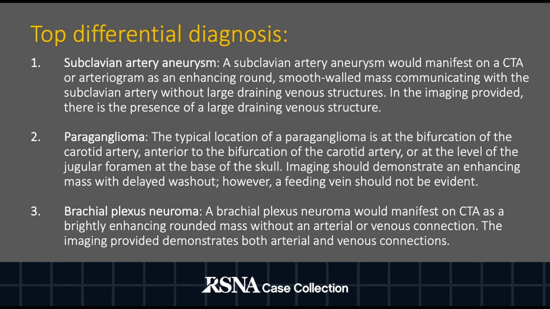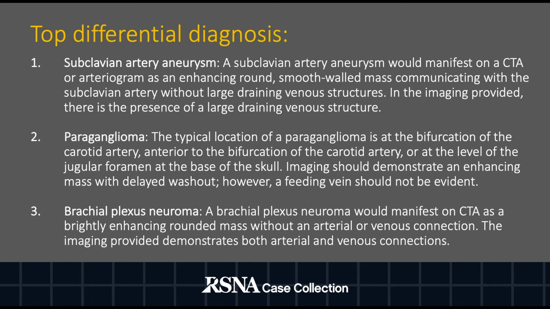Paraganglioma. The typical location of a paraganglioma is at the bifurcation of the carotid artery, anterior to the bifurcation, or at the level of the jugular foramen at the base of the skull. Imaging should demonstrate an enhancing mass with delayed washout. However, a feeding vein should not be evident.